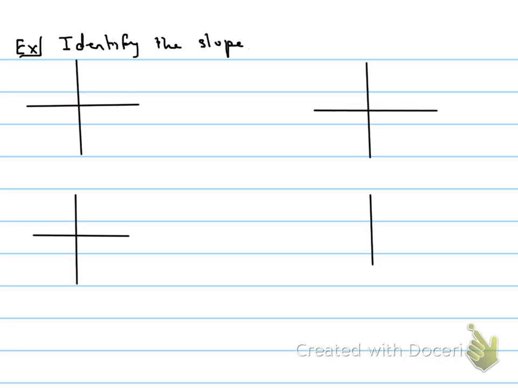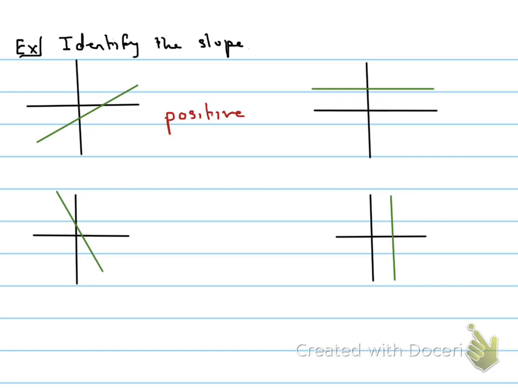Alright, in this example, we're going to look at some graphs and identify whether the slope is positive, negative, 0, or undefined. So we have 4 different graphs here. We're going to look at the top left first. As you can see, as we go from left to right, the line is going upwards, and so that means it's going to have a positive slope.